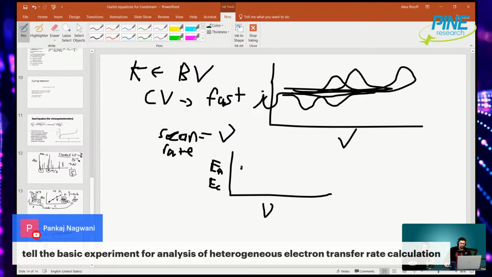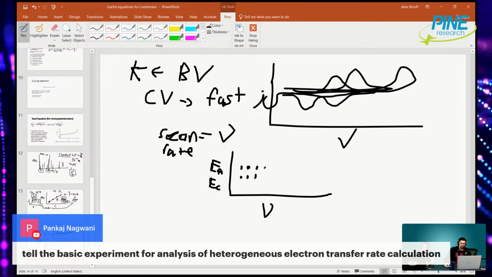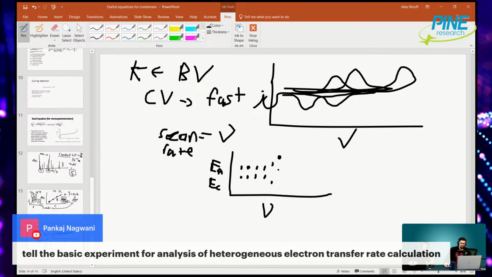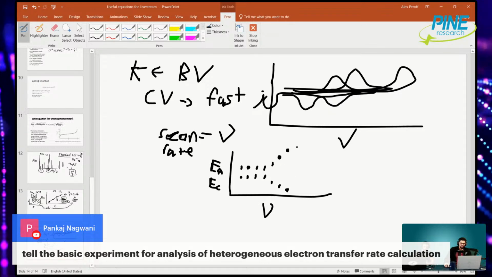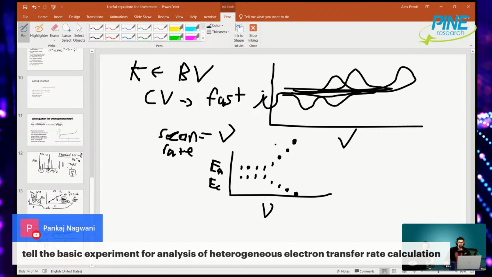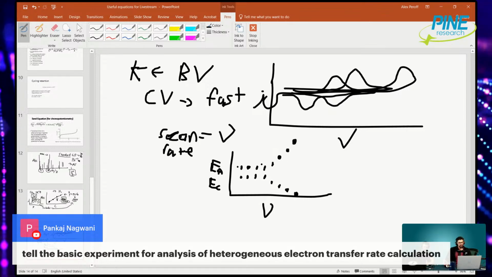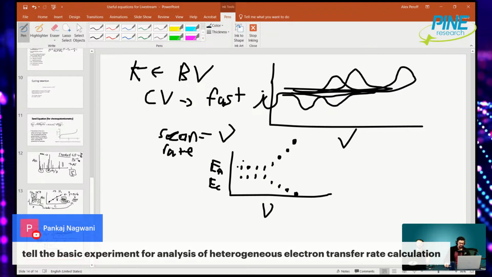In the beginning, at relatively slow scan rates, you're always going to get your roughly 50 millivolt peak separation between these two. But at a certain point, once your scan rate is fast enough, you get this deviation because you're scanning on the level of the electron transfer of your system. What you need to do, and this is hard, is simulate what it looks like. You can't calculate this directly, unfortunately, like you can with EIS.